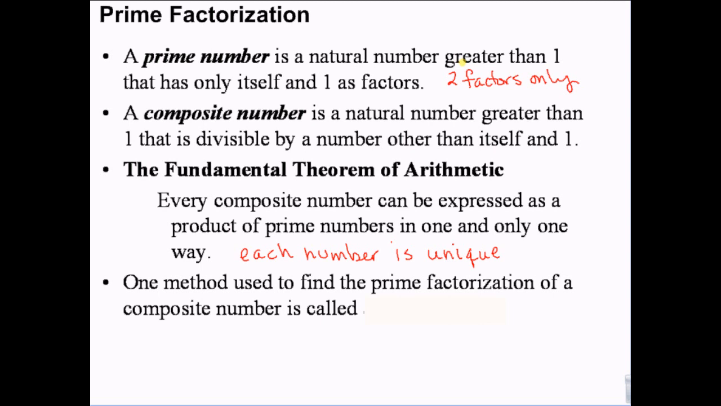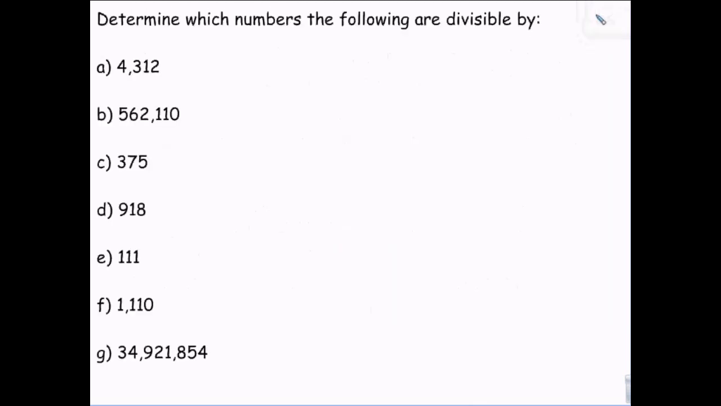And one way that we find prime factorization is a factor tree. Bad name really because trees go up. These should be called factor roots because they go down. But we can also do them sideways. And then I'll show you another method that I don't actually know the name of. So first let's start with some divisibility.